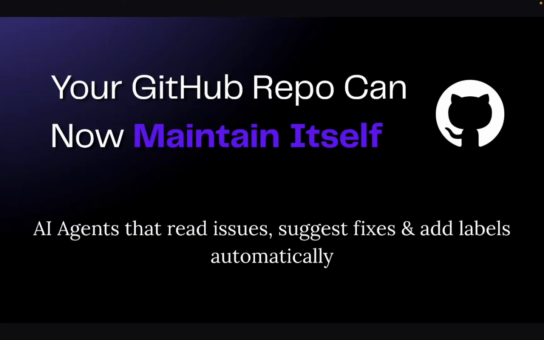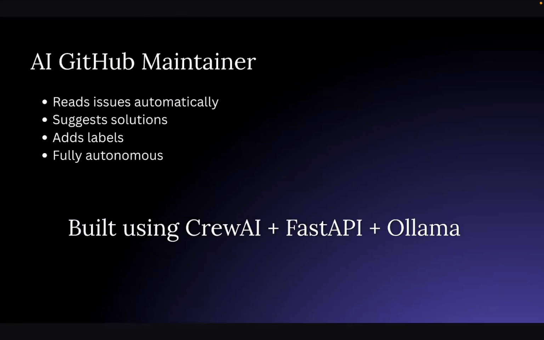Imagine you have a queue of agents that will maintain your GitHub repository by themselves. This will read issues, suggest fixes, and add labels automatically. So in this tutorial, we'll be building an AI GitHub Maintainer that will read issues automatically, suggest solutions, and add labels to that particular issue fully autonomously. We will be using CrewAI, FastAPI, and our local Ollama models.